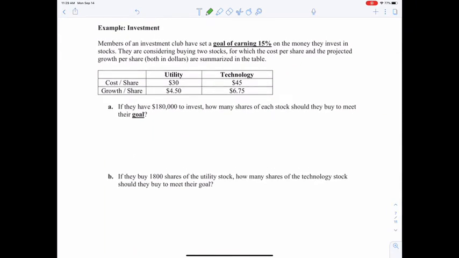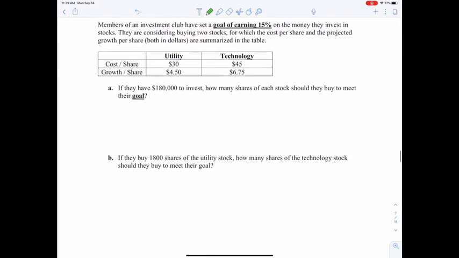All right, so here's another example here. Members of an investment club have set a goal of earning 15% on the money they invest in stocks. They're considering buying 2 stocks for which the cost per share and the projected growth per share, both in dollars, are summarized in the table. So you got this table of data right here, right? All right, so if they have 180,000 to invest, how many shares of each stock should they buy to meet their goal?